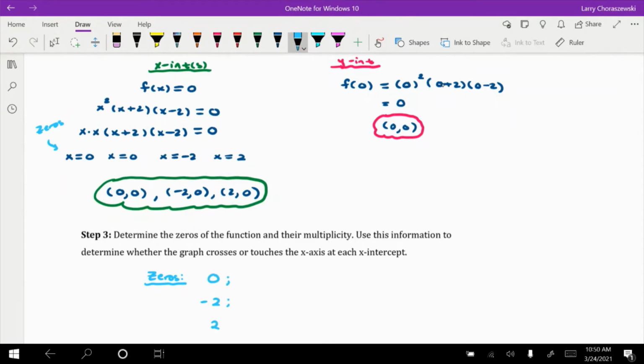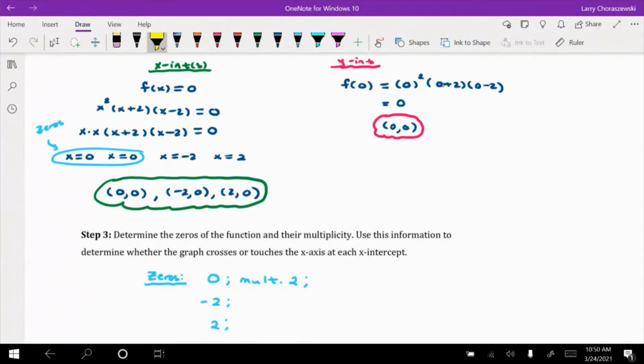And after each one of these values, I'd like to indicate the multiplicity. I usually separate it with a semicolon. Now, how many times did 0 show up as an answer? Showed up twice. So that would have a multiplicity of 2. I'll just write mult 2 for short.